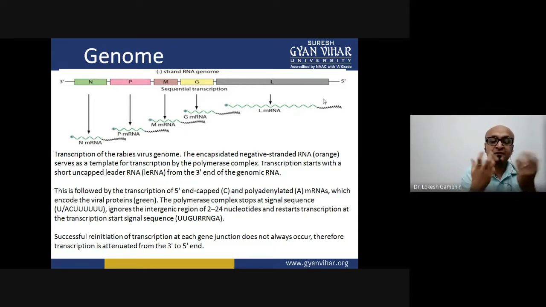So this successful reinitiation of transcription at each junction is not very common. Fine. So when it leads to a formation of RNA, it leads to a formation of mRNA. This mRNA is similar to what we get in the eukaryotic model. How? It will contain the 5' cap, it will contain the poly A tail.